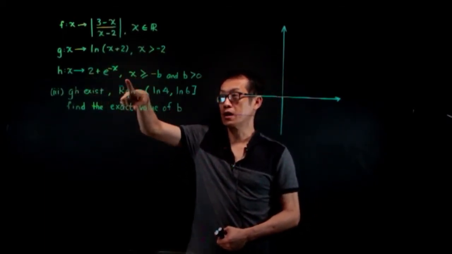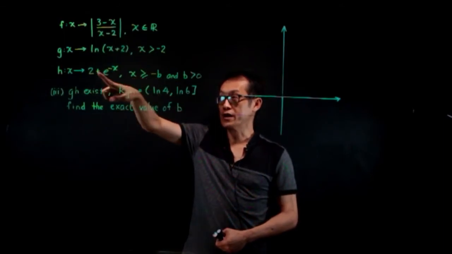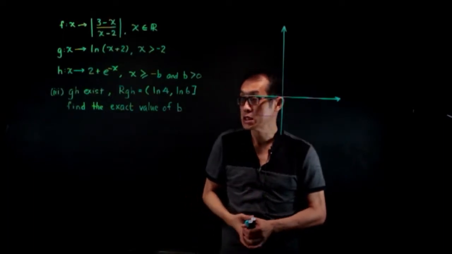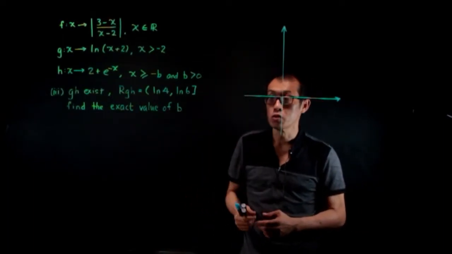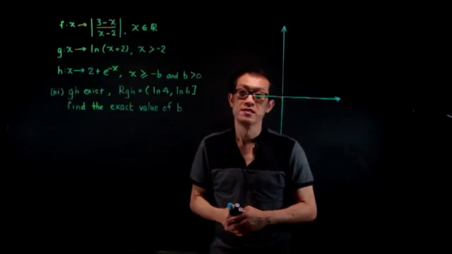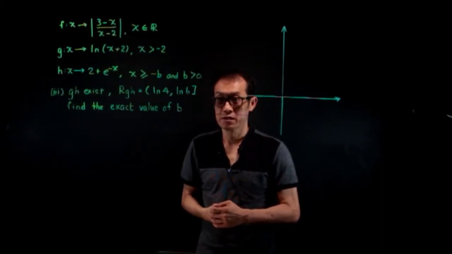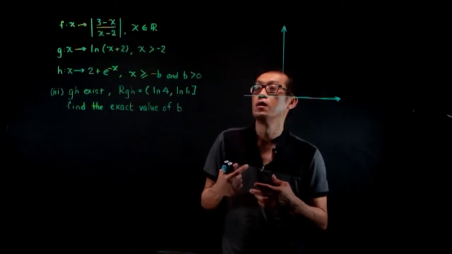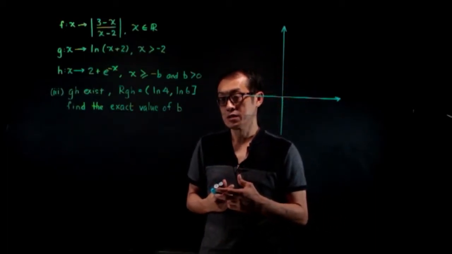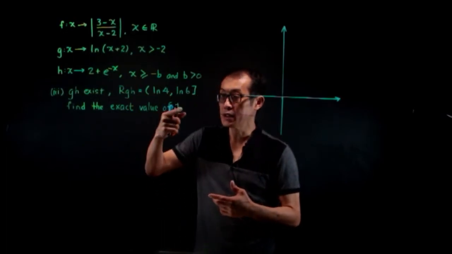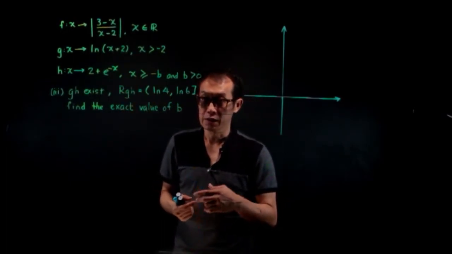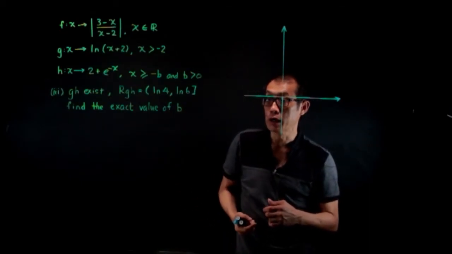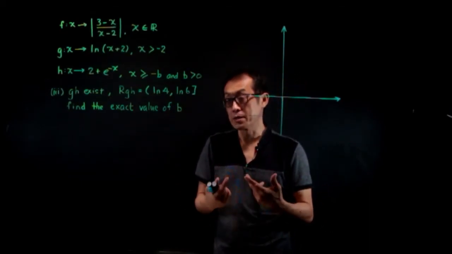You are asked to find the exact value of b. B is involved in the domain of H such that x is greater than minus b. Now there are at least two ways that you can approach this question. If you look under the video that I did for composite function, there are two ways to determine the range of a composite function. You can try them out, but for today, I will just use method 1. Both will arrive at the same answer.